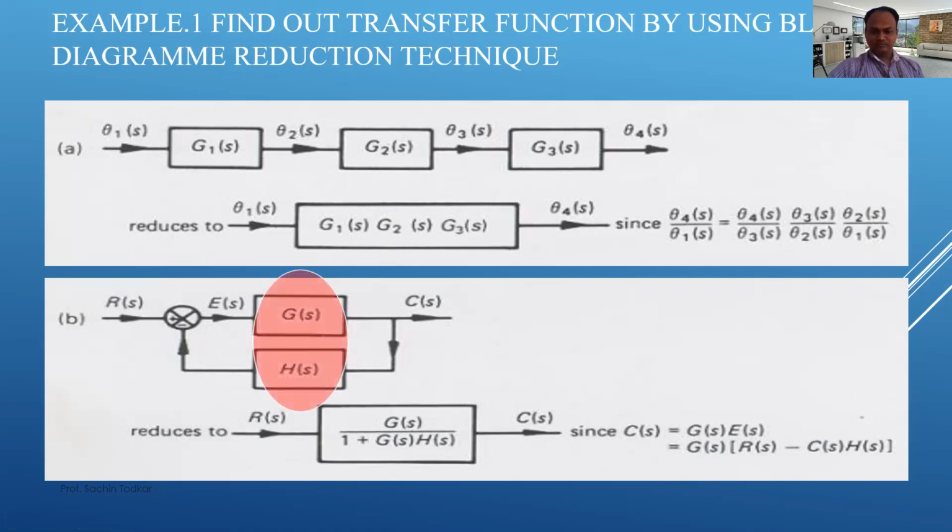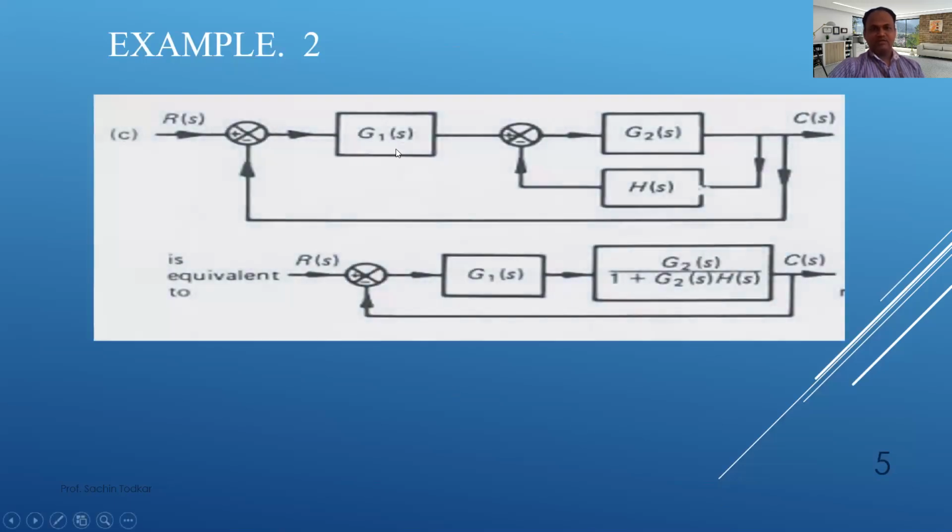Now we are going to see example number 2, which has some modification. Here you get gain function 1, gain function 2, and feedback function Hs. Here it is a negative sign. So what are we going to do? We first find out the feedback function ratio. That will give you G2s divided by 1 plus G2s into Hs. So this is the reduction of the feedback function.